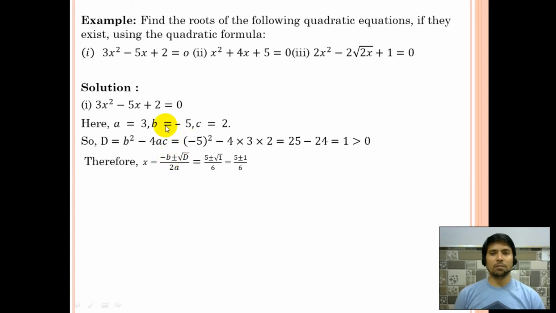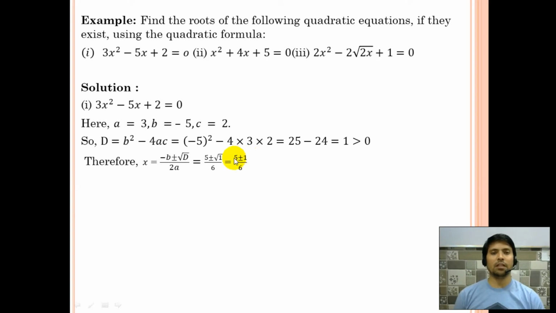For b we have minus (minus 5), which becomes plus 5, plus minus root of d. D's value is 1, and root 1 is 1. Definitely we know that the root of 1 is 1, and the square of 1 is 1. So now we have two signs here, 5 plus minus 1.